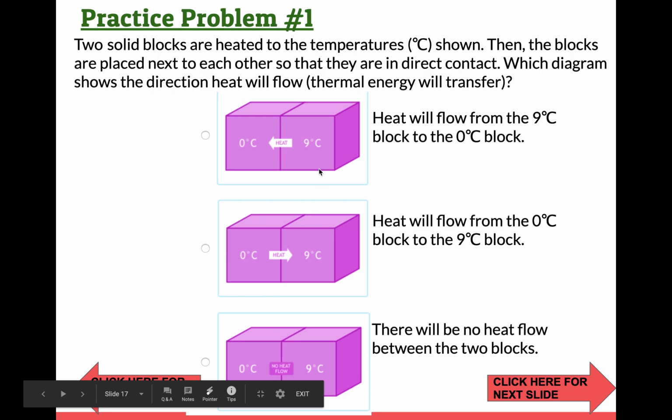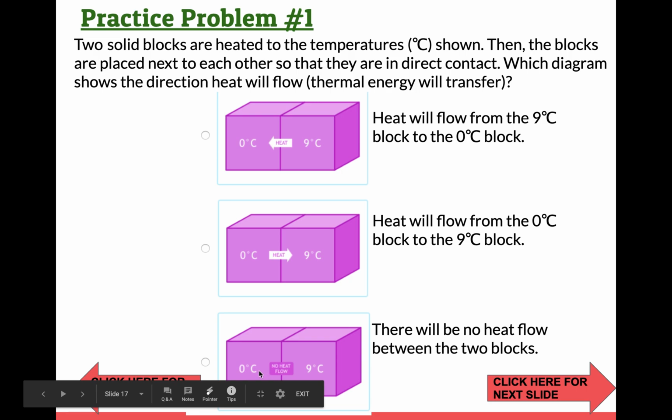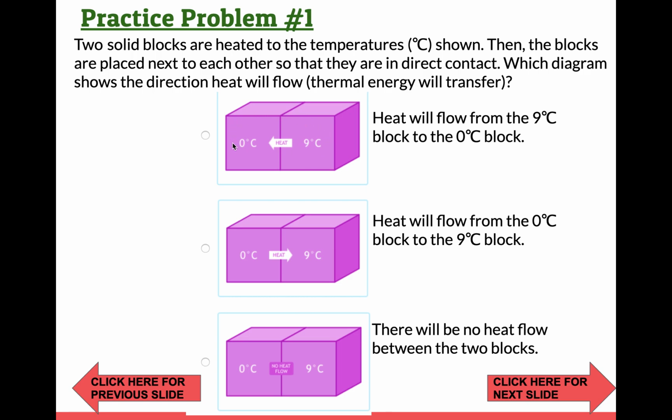Which diagram shows how thermal energy will transfer? So if you look here, the arrow is saying that thermal energy will transfer from the 9-degree block to the 0-degree block. This picture says that heat will transfer, heat will flow from the 0-degree block to the 9-degree block. And over here it says that no heat will flow. Heat will not be transferred. Now, which one is correct? Well, you know that thermal energy always transfers from the higher temperature to the lower temperature. So heat will have to go from the 9-degree to the 0-degree since this block is hotter.